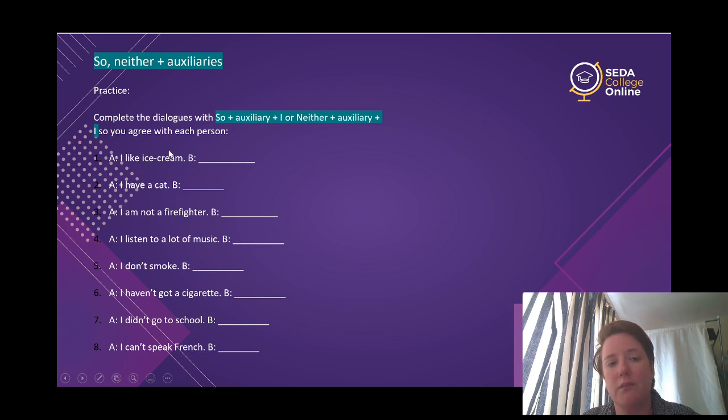If it's positive, you're agreeing. If it's negative, you're also agreeing by using these. When you're going through it, there are lots of things you need to think of. You need to think, what tense is it? What auxiliary verb do I need to use, and using the correct order? Responding in the correct order.